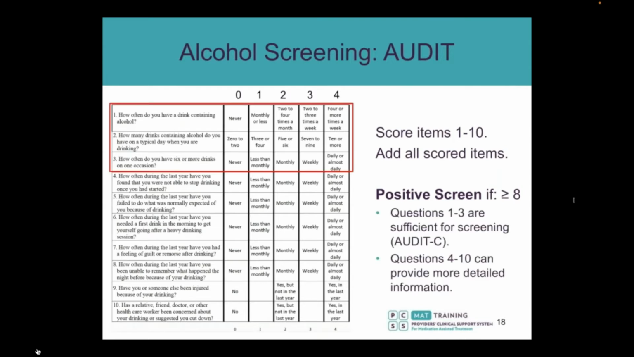Now, the first 3 questions, as I mentioned, are actually the AUDIT-C. It is scored differently, which we'll talk about on the next slide. I just wanted to point out that it's just the first 3 questions, and that these 3 questions are actually sufficient for screening for risky alcohol use. But it's an important point, too, to say that questions 4 through 10 can give you some more detailed information that could guide either your brief intervention or the type of referral that you're going to consider.